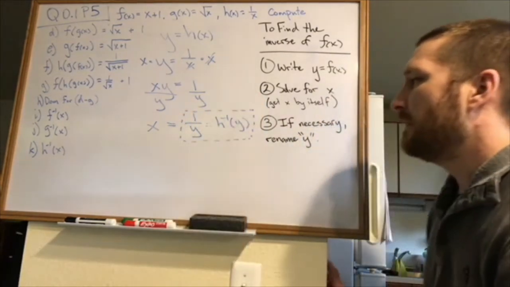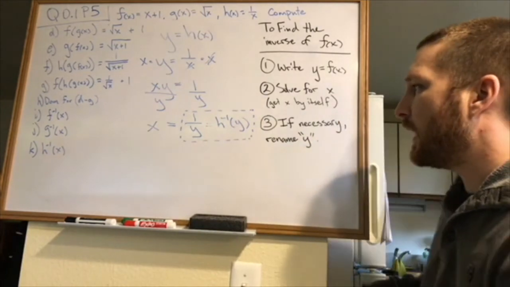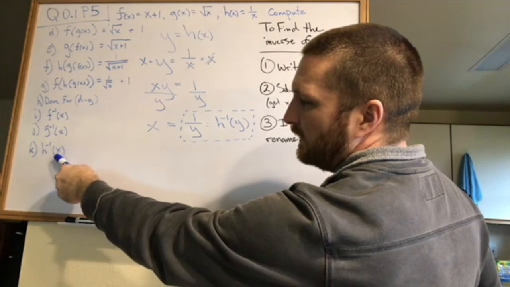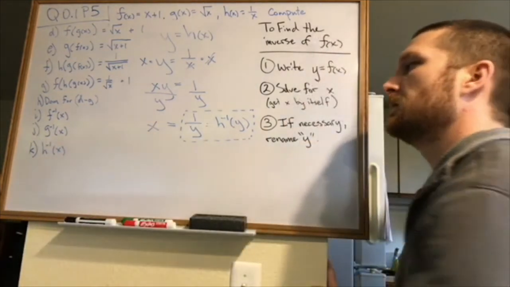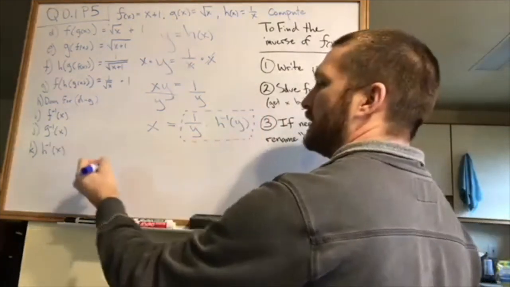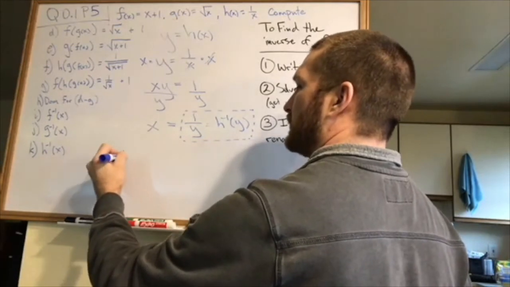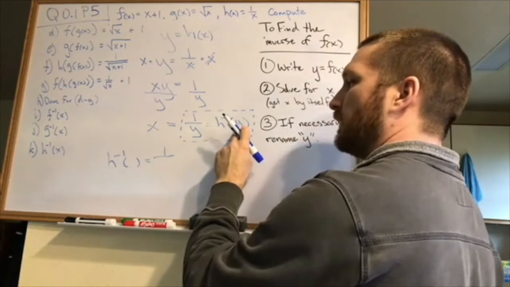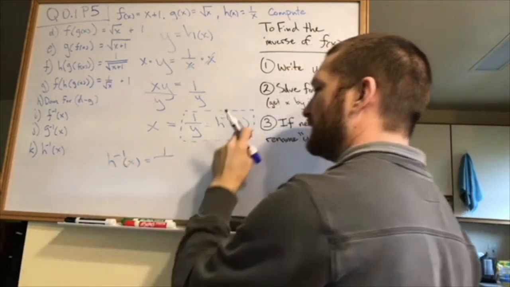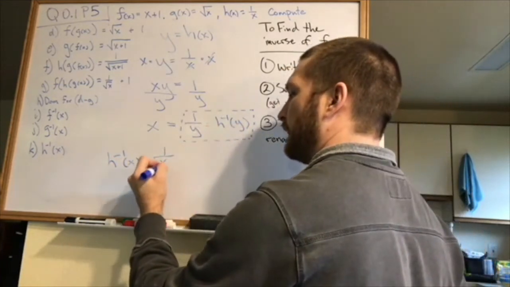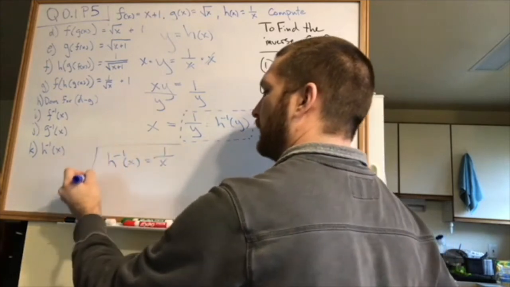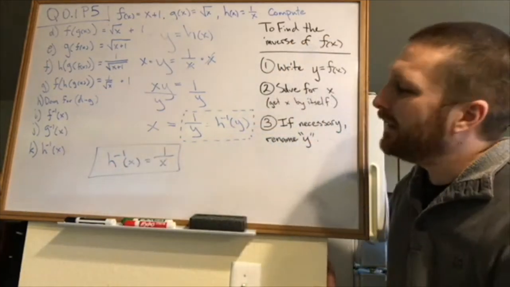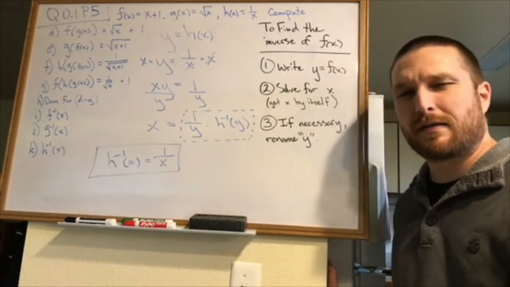Okay. Finally, if necessary, rename y. I look over here and see, yep, my input values to the inverse are supposed to be x's. So I'm just going to rewrite this, and I'll go this way. H inverse. Instead of a y, I'm going to put in an x, which means I need an x right there. And good to go. Hey, interesting. That's what we started off with.